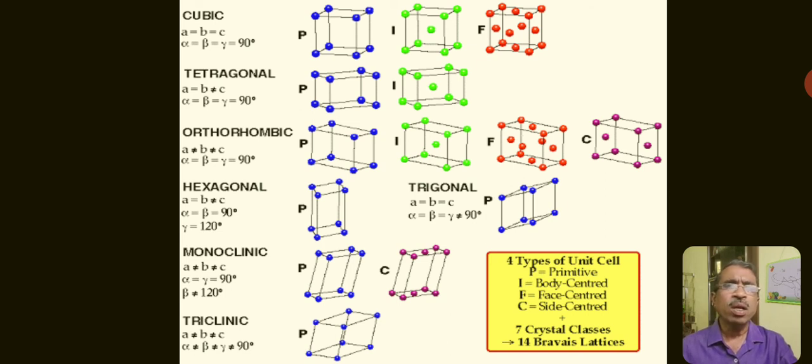In hexagonal, we have only the primitive type. In trigonal also we have only one primitive type, and in triclinic also we have only one primitive type, or the simple unit cells. In monoclinic, we have primitive unit cell as well as side centered unit cell. If you add all these unit cells, it becomes 14, and all these 14 unit cells are called Bravais lattices.